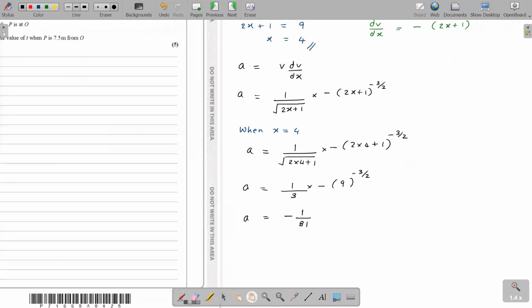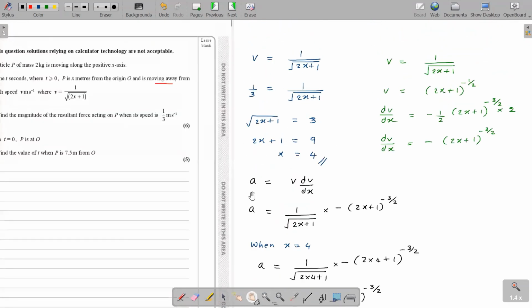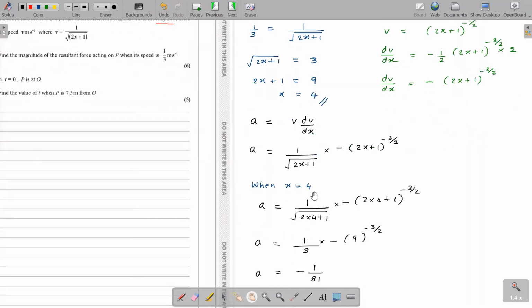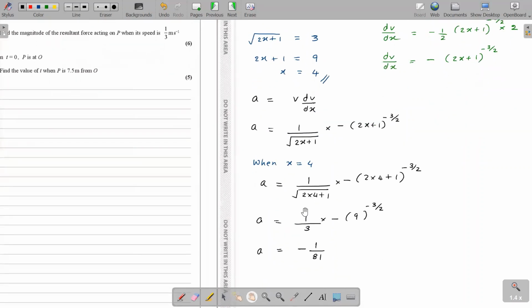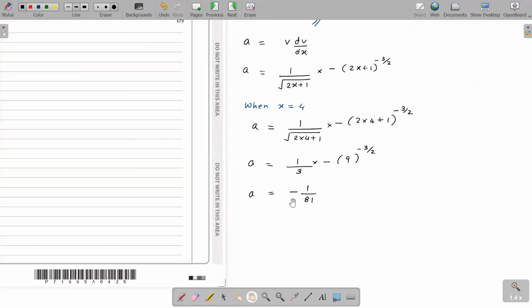You can remove the negative sign, because the negative sign just gives an idea about the direction of the acceleration, because these equations are used away from the origin. Acceleration is always directed towards the origin. That's how simple harmonic motion works, isn't it? Anyway, if you want the magnitude of acceleration, it is simply 1 over 81, the size of the acceleration.